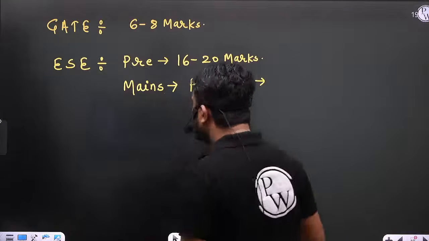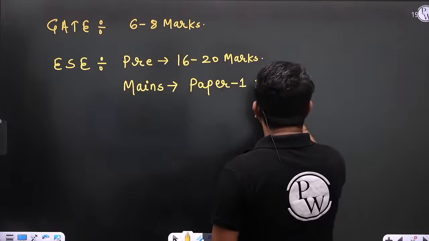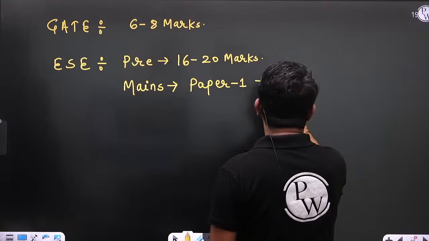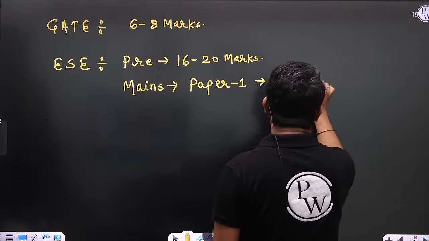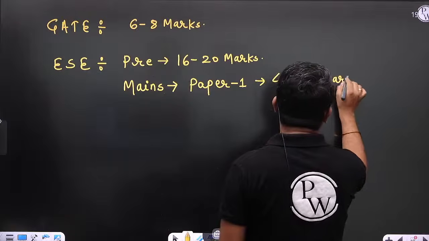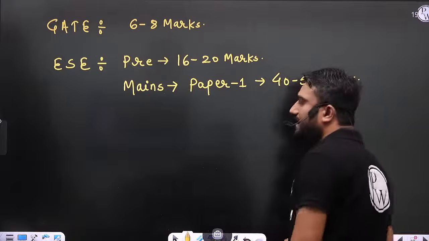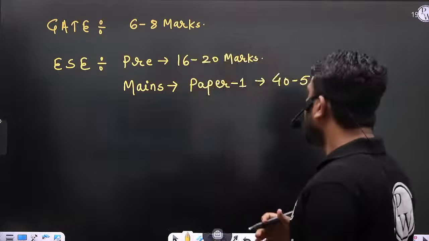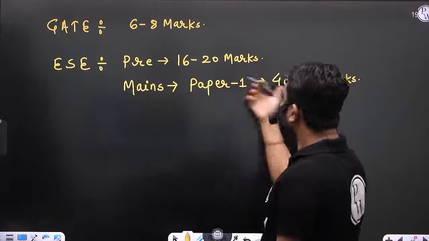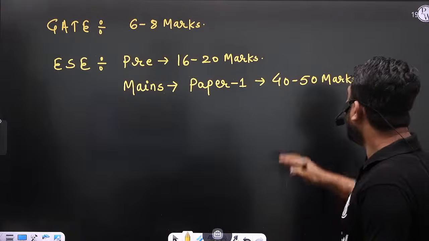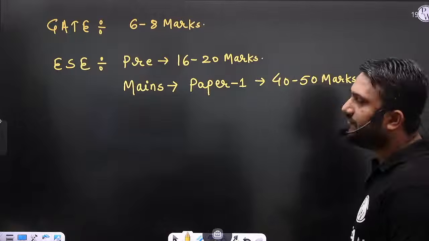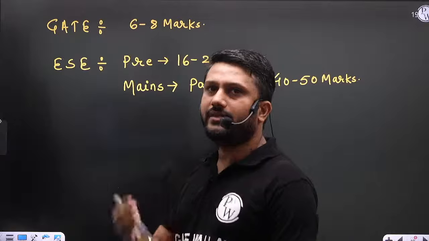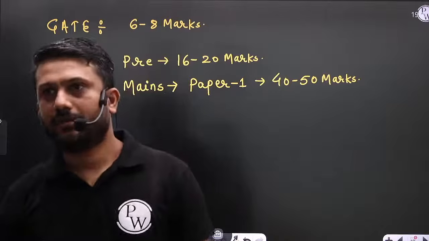And in this paper, you are getting questions from fluid mechanics around 40 to 50 marks, right? Mains paper is a complete conventional paper. So in the mains paper, fluid mechanics is a part of paper 1, and you are getting 40 to 50 marks of questions from that paper number 1, right?